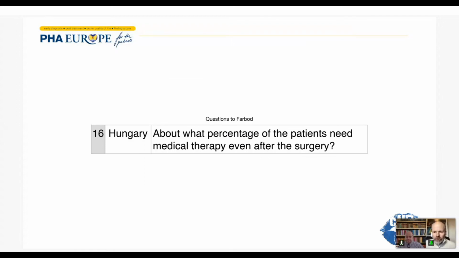Hungary, about what percentage of the patients need medical therapy even after the surgery? So again, that all depends on who is doing the surgery, in part because a lot of centers that don't have a lot of experience don't take patients with distal disease to surgery. So all those patients who they don't take to surgery go on medical therapy, whereas other places will take a lot of patients to surgery, give it a shot, and then if it doesn't work, put them on medical therapy.